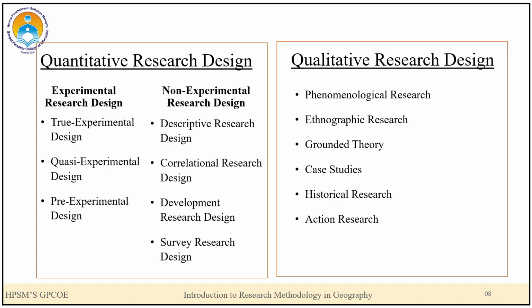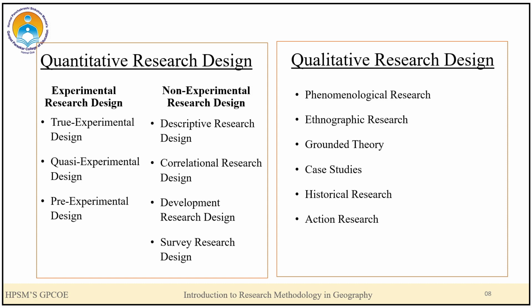So non-experimental research design is again classified into different types. Now what do we mean by descriptive research design? In descriptive research design, the researcher is examining, documenting, or describing things which are naturally happening. On the other hand, we have correlational research design, where the researcher is trying to explain, examine, or observe the relation.